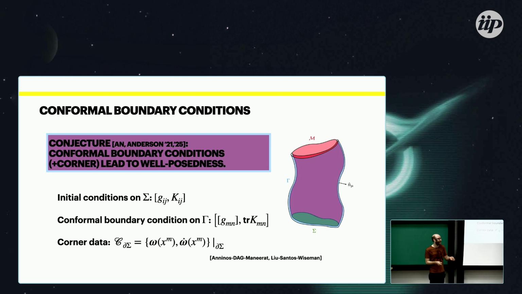And now we have an extra degree of freedom that we need to specify there, and we will exchange that for the trace of the extrinsic curvature at the boundary, that from now onwards will be called K, the trace of K_MN. And the claim is that that conformal data plus some data that we need to specify at the corner, at the intersection between sigma and gamma, will lead to the existence of solutions and the uniqueness.